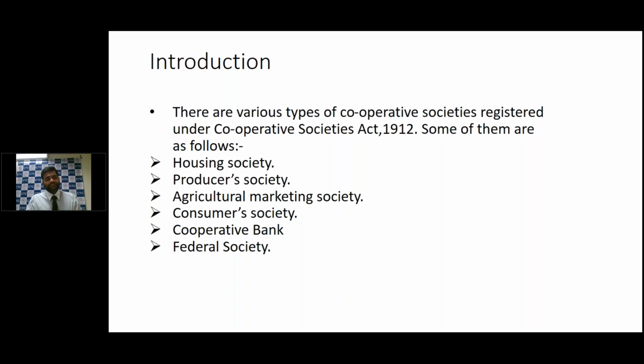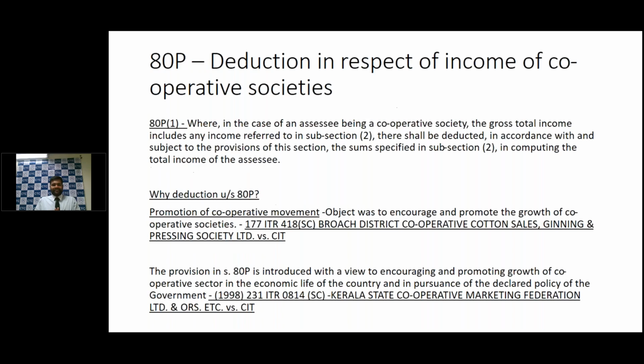And Section 80P deals with various types of cooperative societies, various types of income, computation of the income. The deduction under Section 80P is also given in Section 80P. So this is the basic Section 80P, which provides deduction in respect of income of cooperative societies.